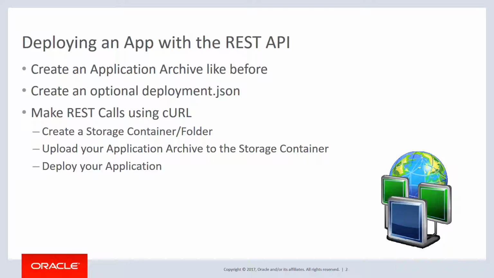So the way it works is we make REST calls using curl, and we have three basic steps. The first two are storage service. The first one is create a storage container or folder. Once again, that's the storage service. The second one is then we upload our application archive to the storage container or folder we created. So once again, that's an upload to the storage service. Then with our application on the storage service, we can deploy our application to Oracle Application Container Cloud Service. So that third call is to the Oracle Application Container Cloud Service API, which then loads the application from the storage service and deploys it.